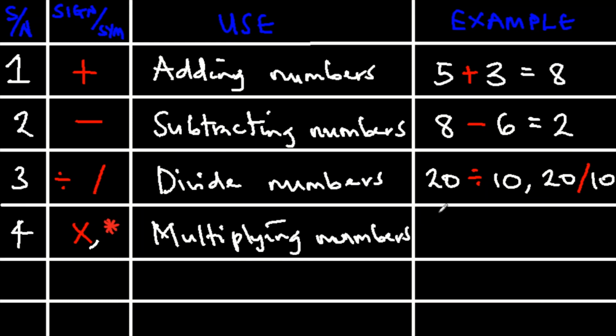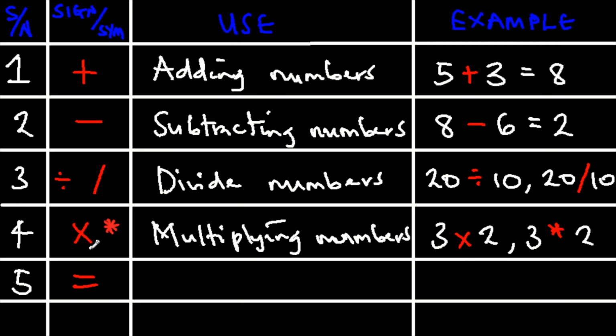For example, let's say we want to multiply 3 and 2. So we write it like this: 3 times 2. Or we can write it like this: 3, then we put the asterisk, 2. The next sign we are going to learn about is this sign.